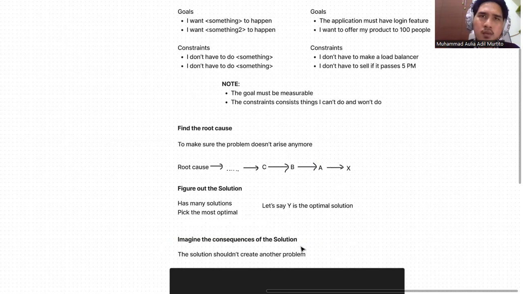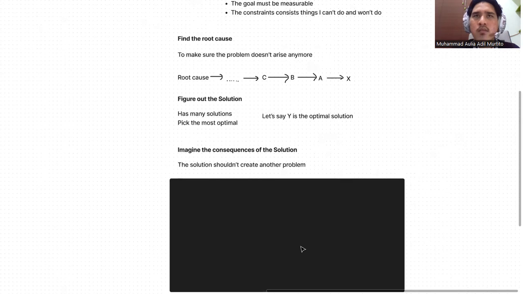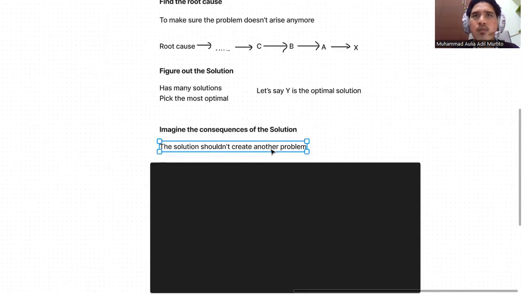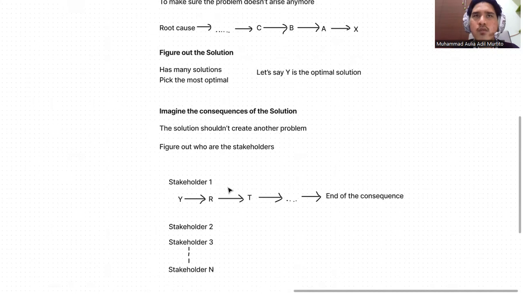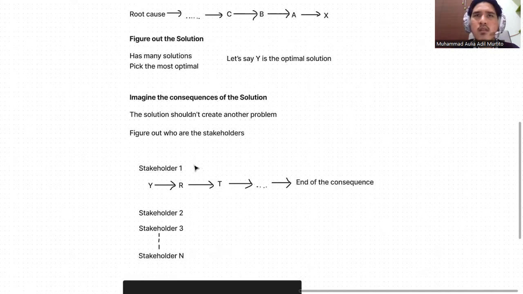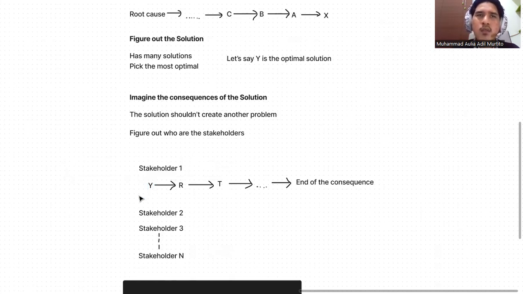The next thing that I will do is imagine the consequences of the solution. And why do we have to do this? It is because we have to make sure that the solution doesn't create another problem. Okay, and then how do we do it? Firstly, we have to figure out the stakeholders. So, given that there are n stakeholders, for stakeholder one, we put y here, and then we ask of y: if y happens, what is the consequence?